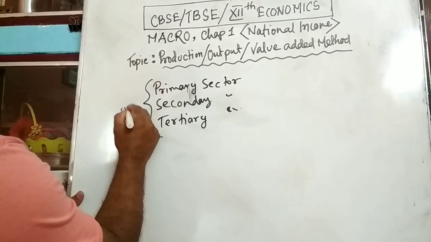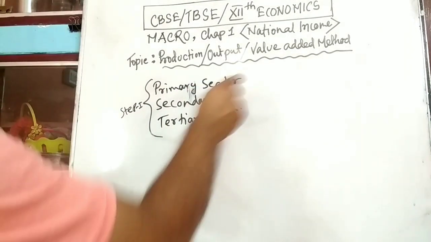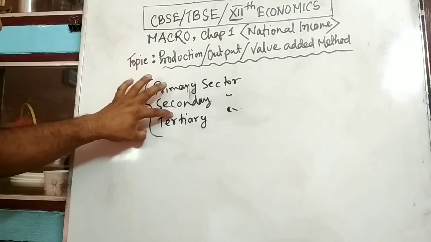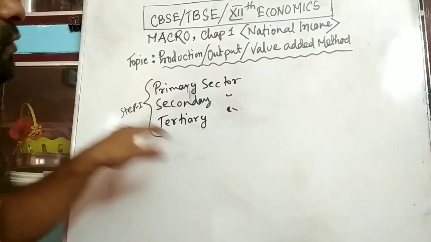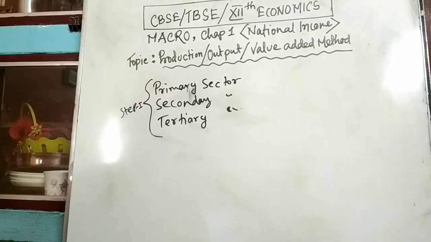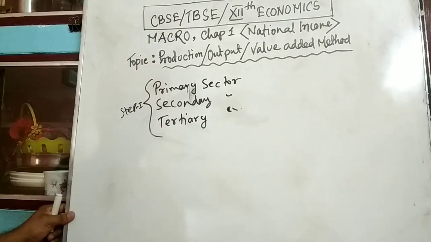Okay, so this is our first step. Step 1. In step 1, what do we do? We identify all the sectors of the economy where final goods and services are produced. These are the three sectors: primary, secondary, and tertiary sector. In these three sectors, goods and services are produced. So this is our step 1 in the calculation of the production method.